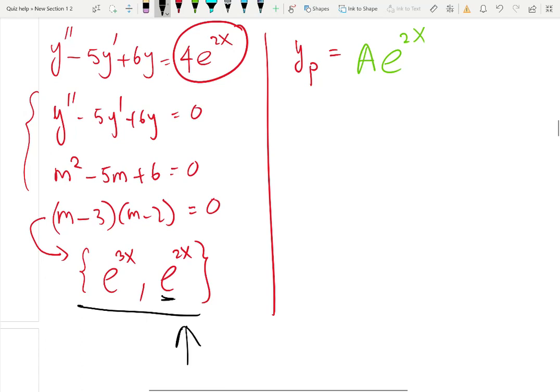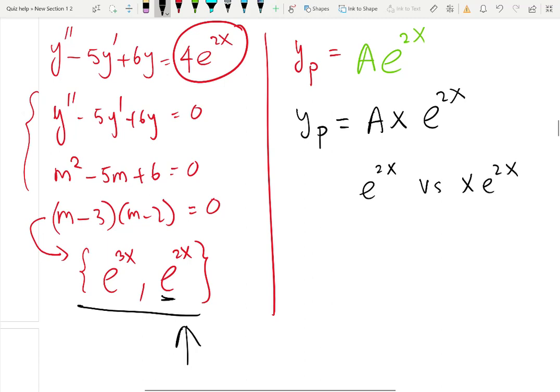So what you do is write a new guess by multiplying your guess by x. So A x e to the 2x, multiply your guess by x. Now check for overlap. I want you to understand that e to the 2x versus x e to the 2x are two different things. Totally different functions, two linearly independent functions. Now do we have an overlap between this new guess and the fundamental set of solutions? Well, you might say, of course yes, because we still have e to the 2x, right? Multiplying by x didn't make any difference.